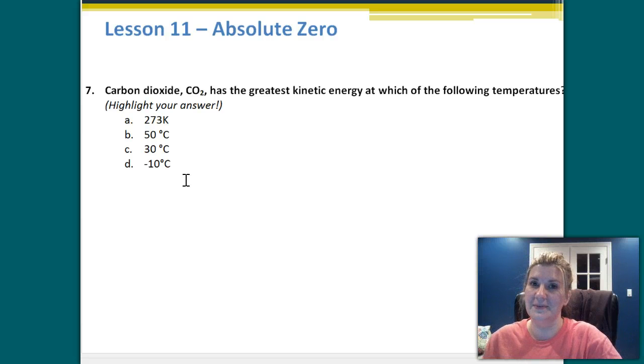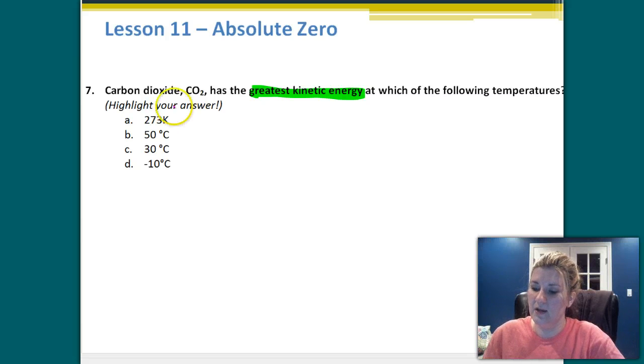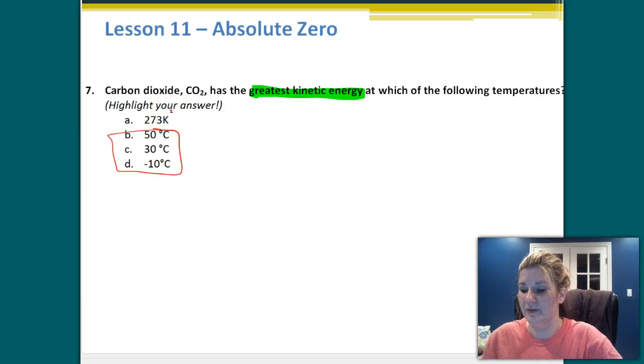Though we have another one, and we did this example in class. It says carbon dioxide has the greatest kinetic energy at which of the following temperatures? And we're given a couple options in degrees C and then one option in Kelvin. So we can approach this a few different ways. What I'm going to do first is say, well, greatest kinetic energy is going to equal the highest temperature.